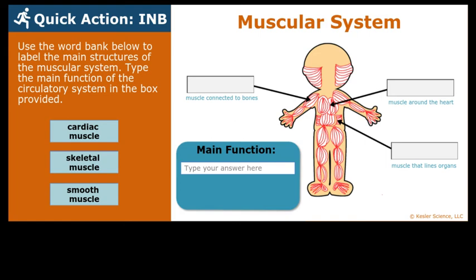So use the word bank to label the main structures of the muscular system, and type the main function of the circulatory system. Why does that say circulatory system? I should say muscular system. So yeah, I'll have to fix that.